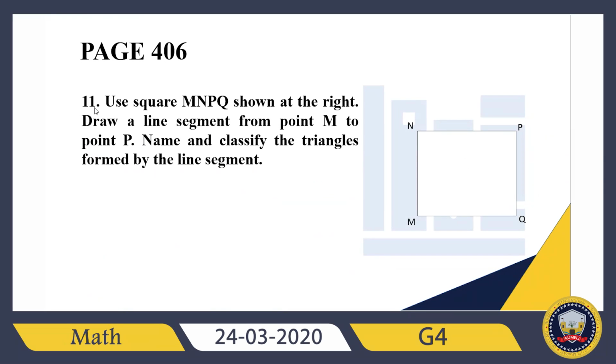Let's read question 11 together. It says, use square MNQP shown at the right, like you see here. Draw a line segment from point M to point P. Let's draw it. Okay. Name and classify the triangles formed by the line segment. So how many triangles can you see here? First one is here, right? M, N, P. The second one is P, Q, N. Let's check it. Okay, it's name and classify.